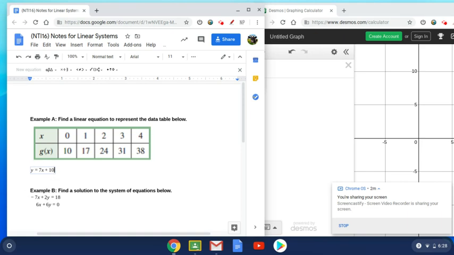So what that's telling me is if I wanted to graph it, I'd put a dot on 10 on the y-axis, and then I'd be going up 7 over 1, up 7 over 1, and I'd be putting a new dot every time. Okay?